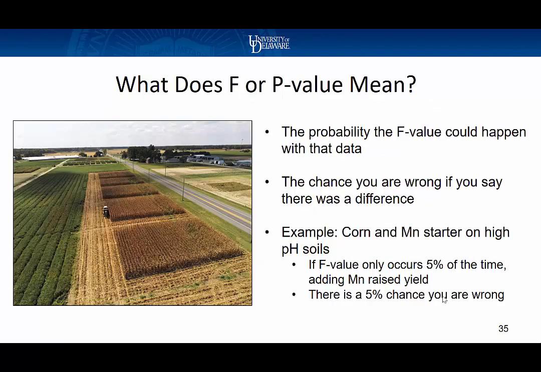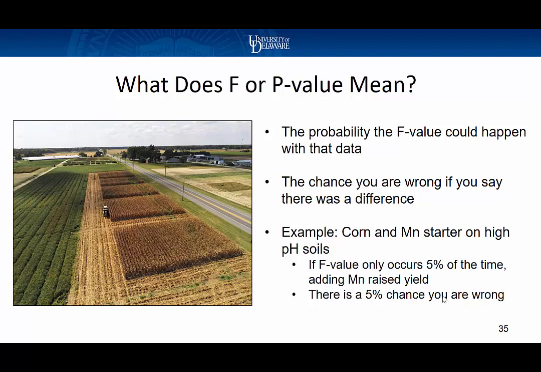But what you will see, because you're not going to be looking up tables, you're going to be given these values. You might be given something that's called the F value or the P value. So it's the probability that the F value could happen with this data. The chance you are wrong if you say there was a difference. So if someone says that it was significant at 5%, it means there's a 5% chance that I'm wrong.